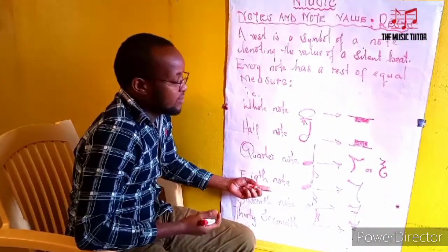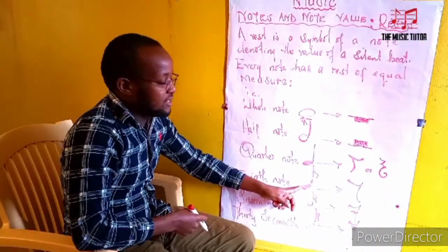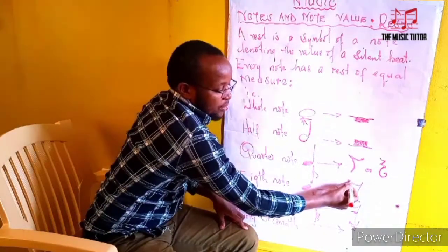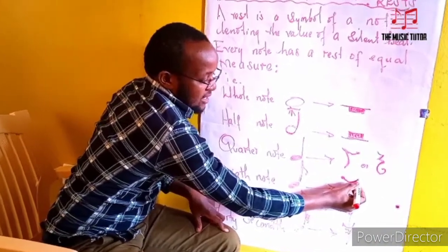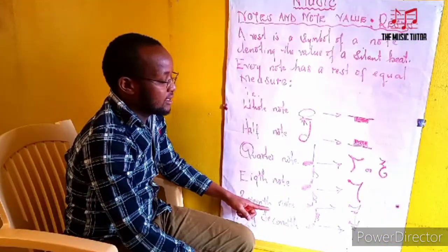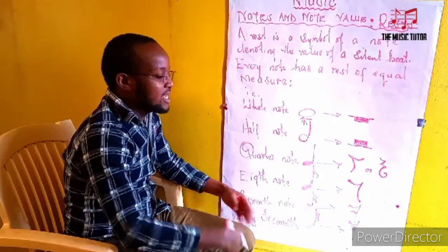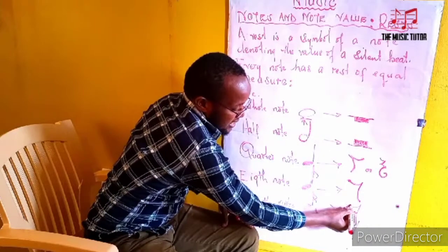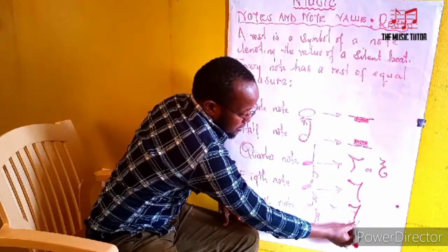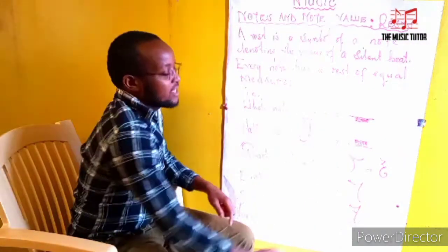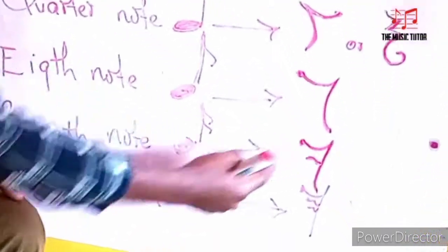The 8th note, the same way, it's called a quaver. It has a corresponding rest that is like a proper number 7. Proper number 7. The 16th note that we call a semiquaver has a corresponding rest, a proper number 7 with 2 flags. And the flags come to the front.